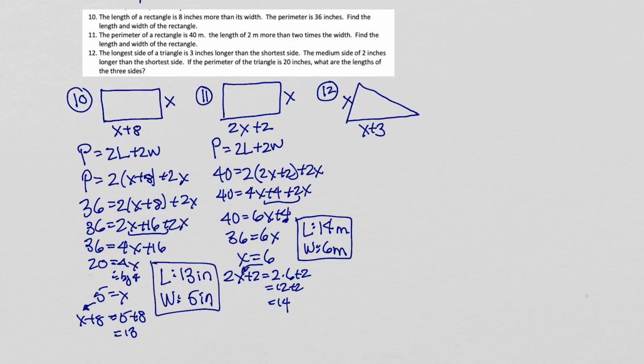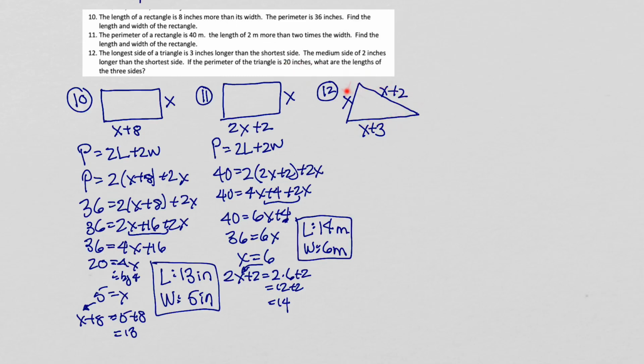And now we need to get this side here. So let's keep reading. It says the medium side, maybe that's that one. The medium side is 2 inches longer than the shortest side. So again, the medium is given in terms of the shortest. So this is given in terms of the x. So we'll start here, and it says the medium is 2 inches longer than the shortest. So this is x plus 2. And now we know that the perimeter is 20.